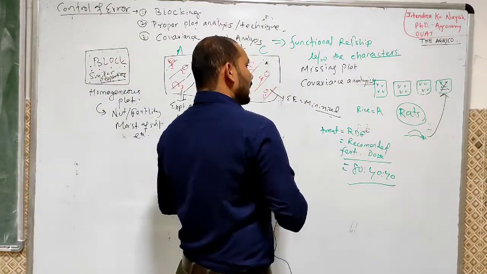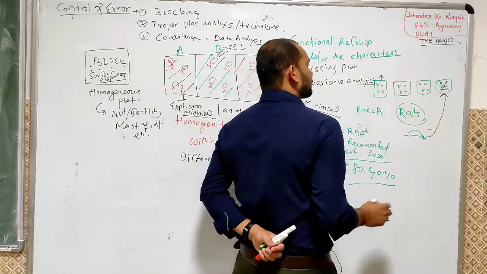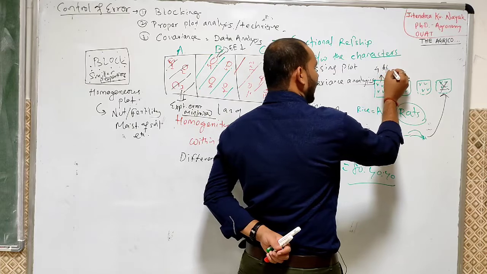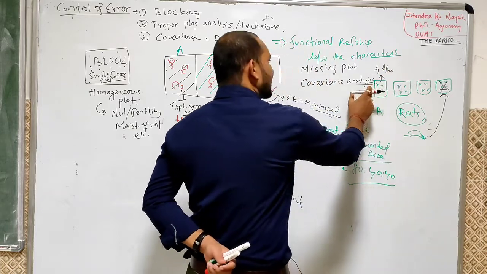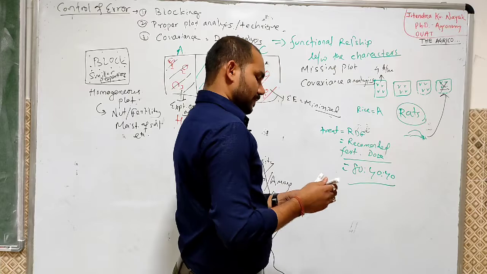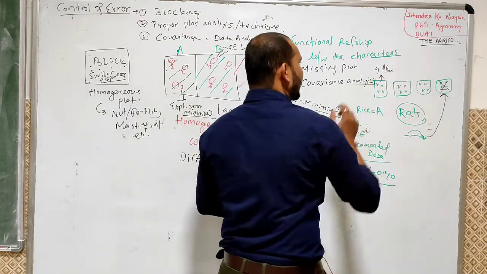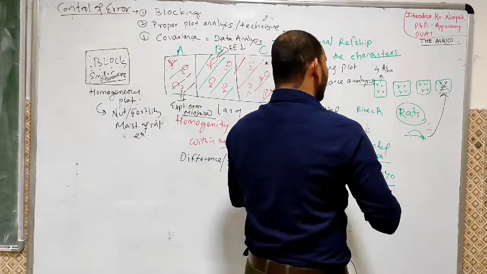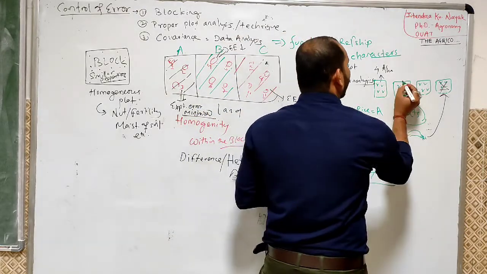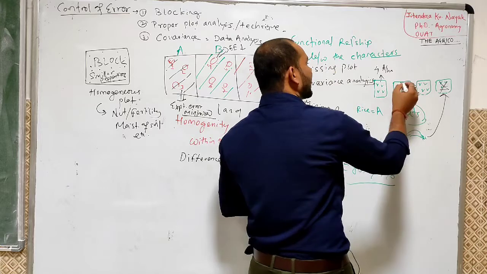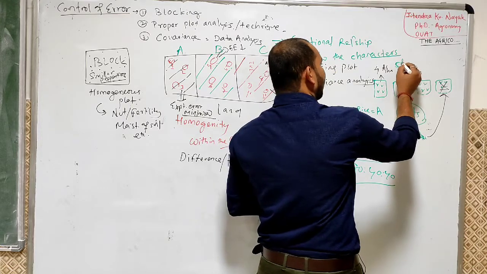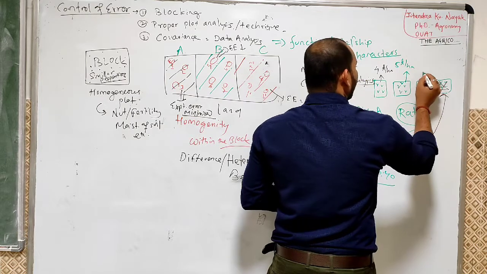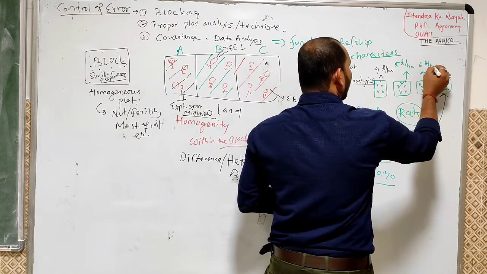For example, let us say 4 plants are there. Now the yield is 4 ton per hectare. I am giving an example. 4 plants are there, and 4 ton per hectare is the grain yield. Here let us say 5 plants are there, and we get 5 ton per hectare. Here 6 plants are there, we get 6 ton per hectare.